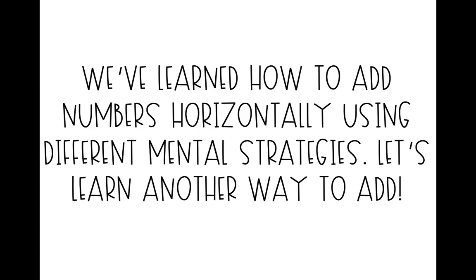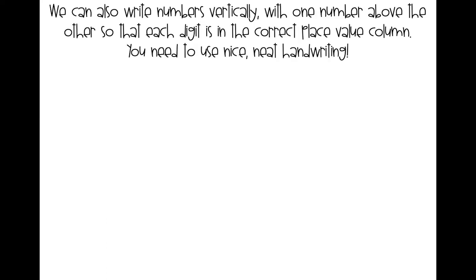We've learned how to add our numbers horizontally using different mental strategies, and horizontally just means side to side. Let's learn another way to add, and like I mentioned a minute ago, it's called vertical form. We can write our numbers vertically or on top of each other, up and down, with one number above the other so that each digit is in the correct place value column. We need to use our nice, neat handwriting.